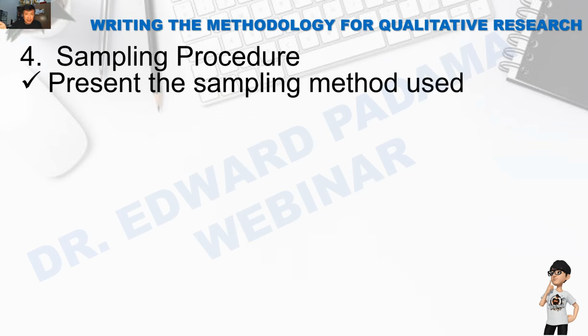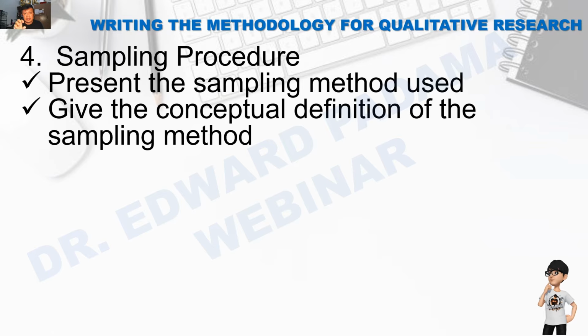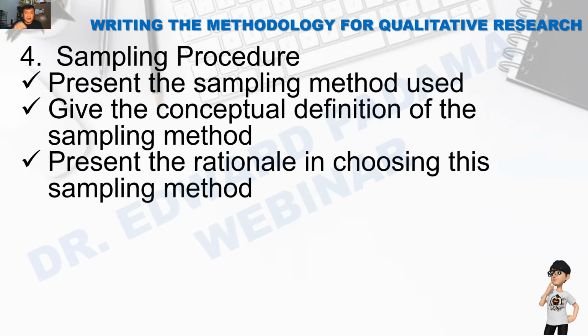Present the sampling method used. So, ipe-present nyo lang yung pangalan. Halimbawa, snowball method or snowballing method. And then after that, give the conceptual definition. Ano yung definition nitong method na ito? You can just look it up in any reference, whether online or yung textbook. Okay, the next one, present the rationale. The reason why you chose this method.